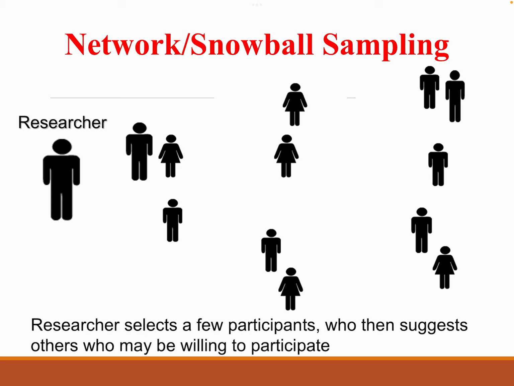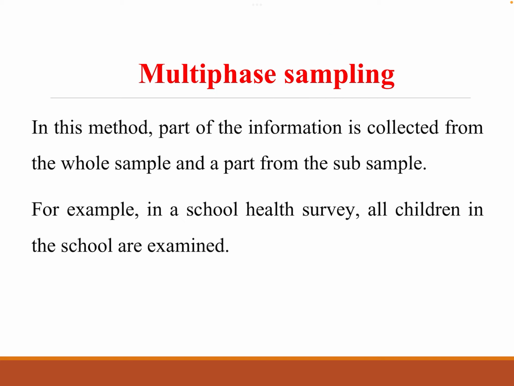It is called snowball sampling because as a snowball starts rolling from the mountain, it is a small size snowball. But as it comes down the mountain, it gathers the snow around it and becomes a huge mass. So that is why this method is also known as snowball sampling. The researcher selects a few participants who then suggest others who may be willing to participate in the research.